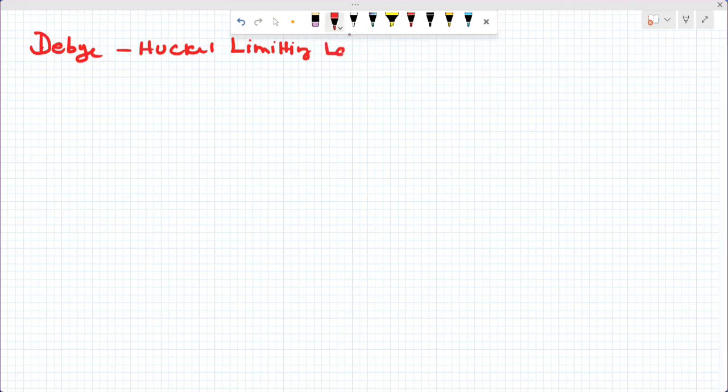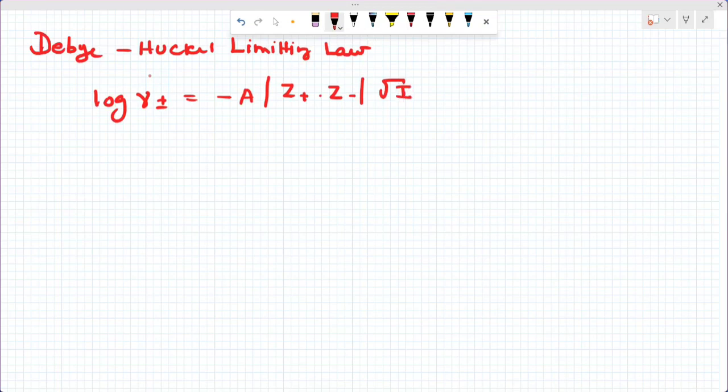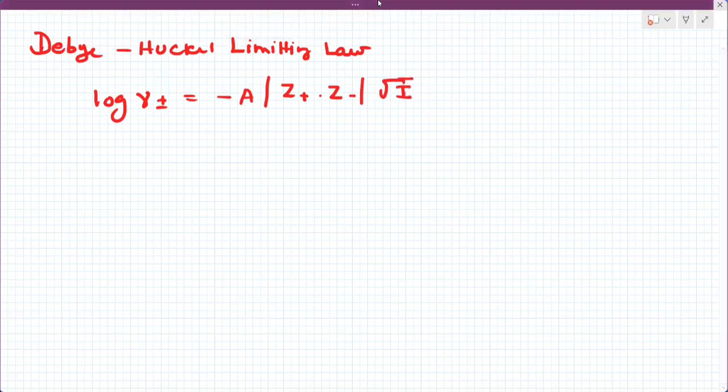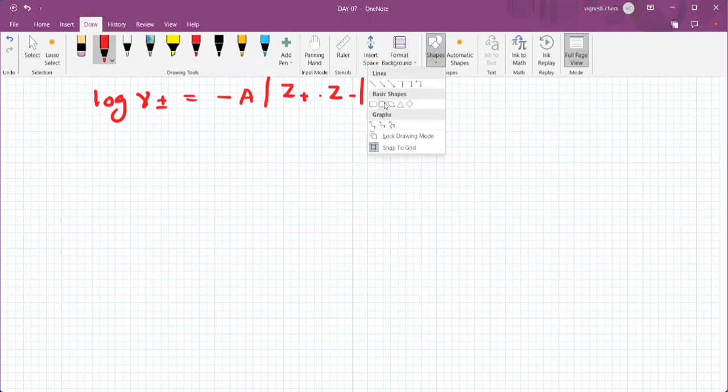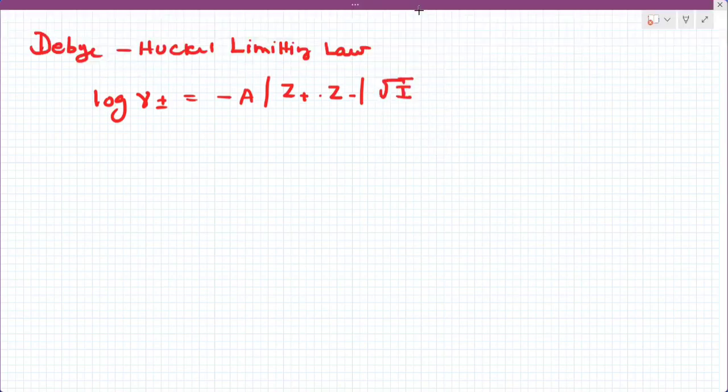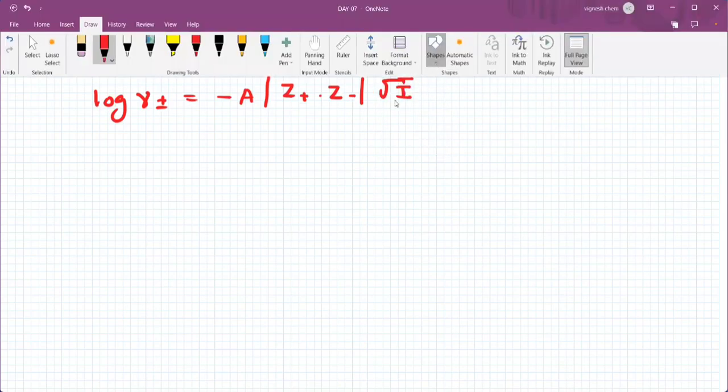This is the concept. Log gamma plus or minus equals minus A into modulus of Z plus dot Z minus into root I. The formula. Now this formula is very, very important, please note. The Debye-Huckel limiting law formula comes directly in the exam.